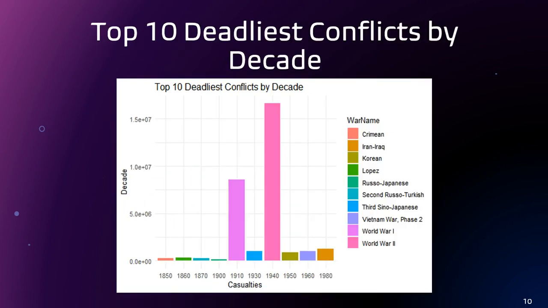This chart breaks down the deadliest conflicts by decade, highlighting the catastrophic human cost of the world wars, while also showing a persistent pattern of conflict through the 19th and 20th centuries.